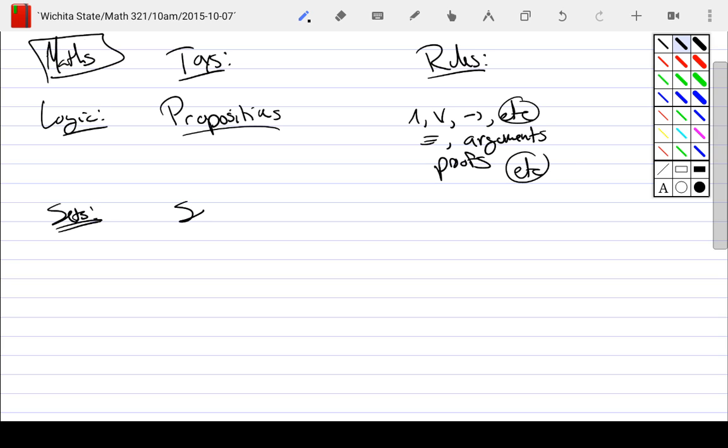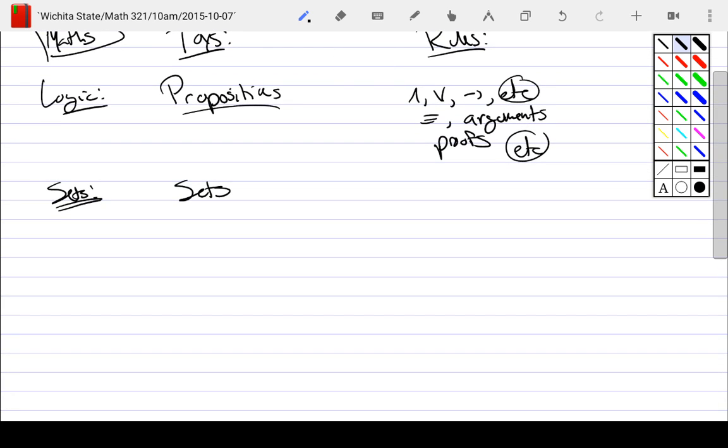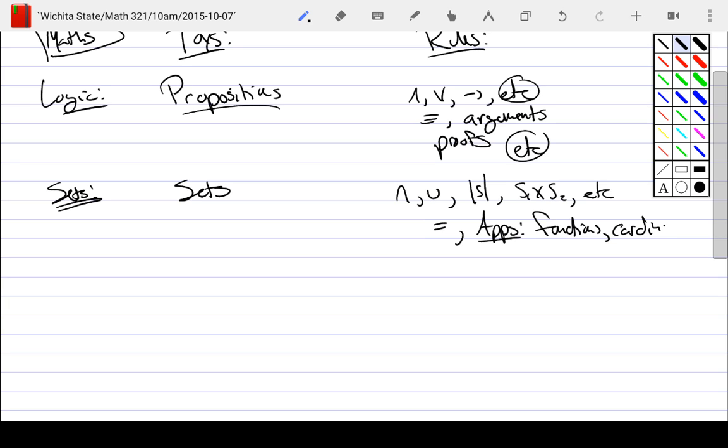Okay, and the toys were sets. It's always fun. We have set theory. What's our toy? Sets. So we had intersection and union and cardinality of a set, and a set cross a set. All these other sorts of things. We asked for equality of sets, applications of sets, were things like functions and cardinality.